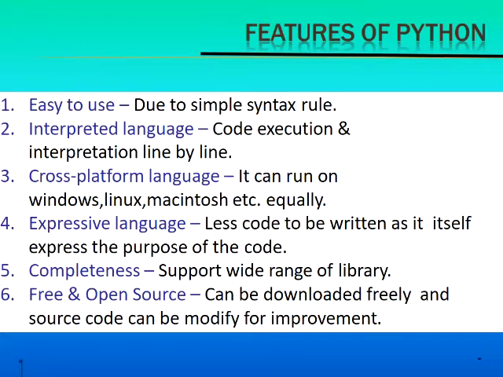Expressive language means to write or to solve the purpose of the code we need to write a very small amount of code. Completeness means it has a wide range of libraries which are predefined in it, due to which it is able to solve many purposes. Free and open source: it can be downloaded freely, and the source code is also available with the downloaded version, through which you can modify it for your improvement.